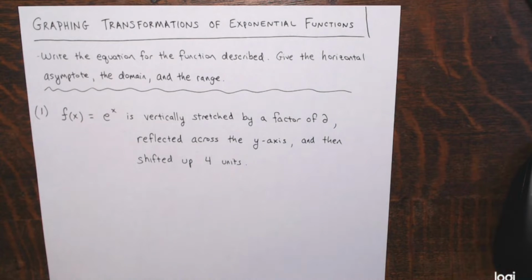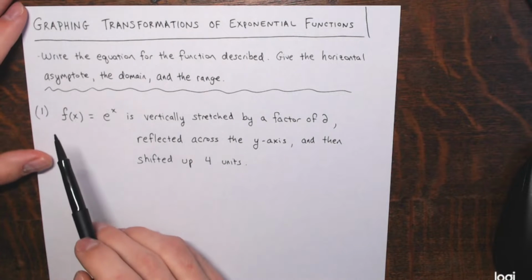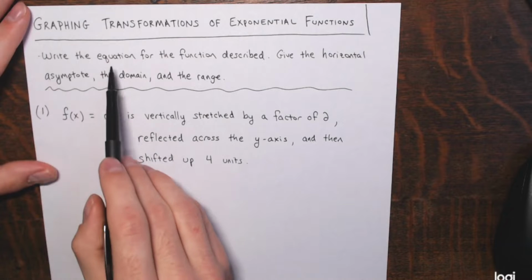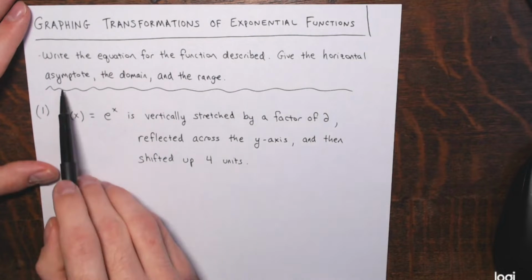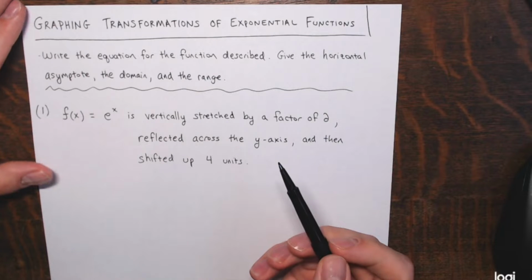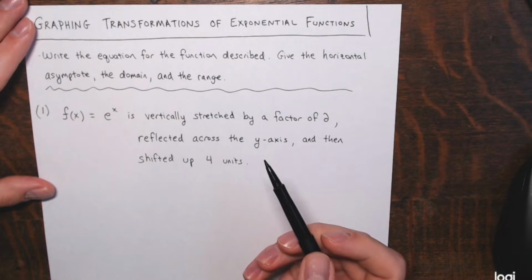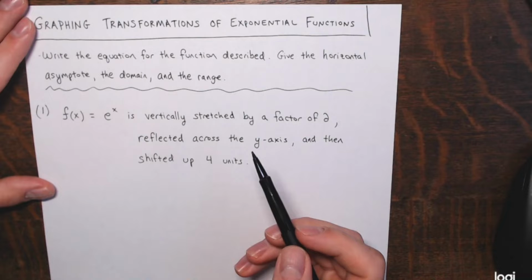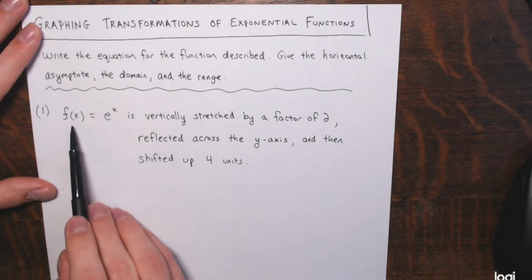Okay, so my first example, and for the first several examples, I'm asked to do the following. Write the equation for the function described, give the horizontal asymptote, the domain, and the range for the function. And we'll also look at the graph in Desmos at desmos.com, a free online graphing calculator, when we're finished writing these out. So here we're given f of x equals e to the x.